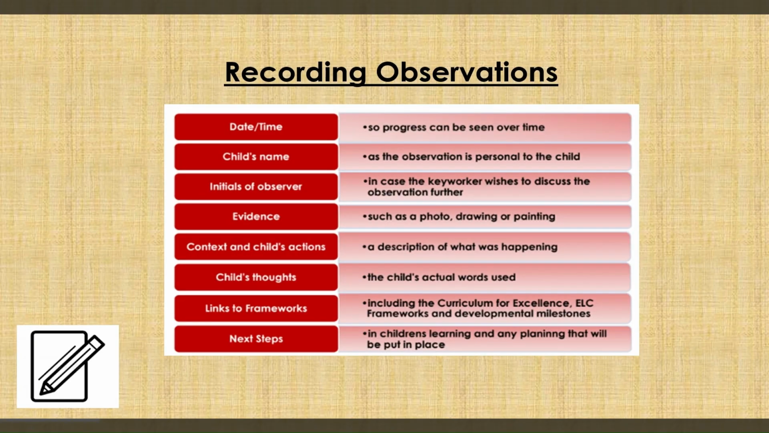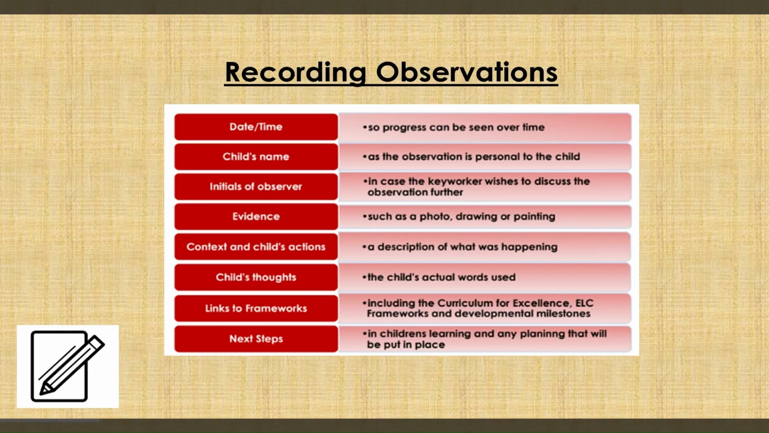This table has been taken from the East Lothian Observation Guidance to include what should be recorded in an observation, particularly one which may be added to a learning journey book. It is important that an observation has the date or time to show progress, and the child's name so it is personal to them. It is very useful, particularly in a large setting, to include the initials of the observer in case key workers wish to discuss the observation further.